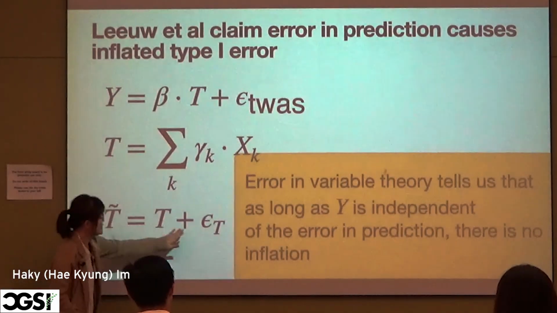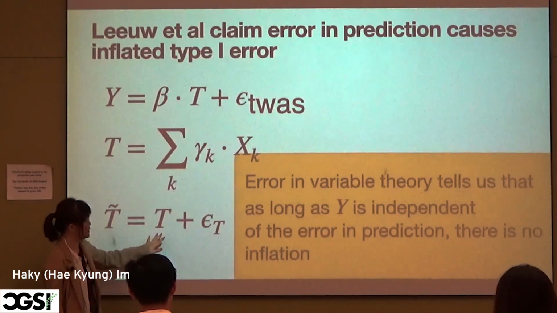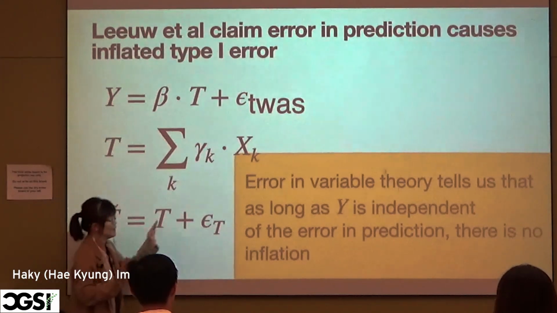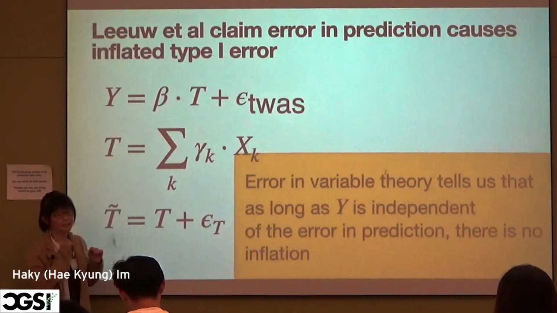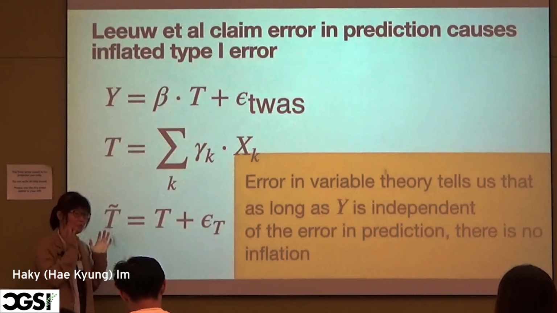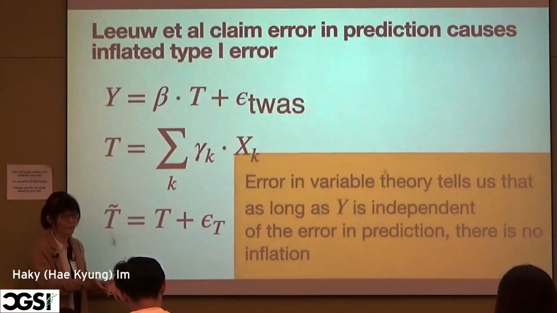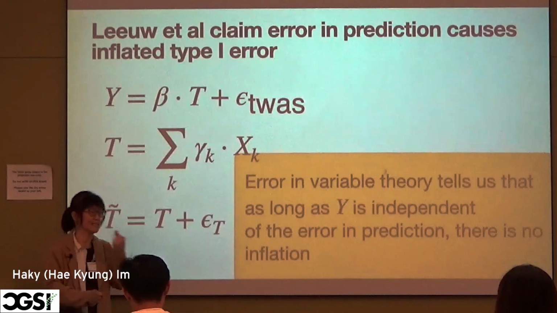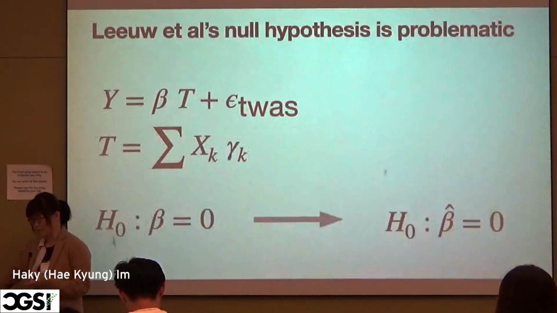But if this error is independent of the true gene expression level, there's a whole theory, a whole field of errors-in-variables, that tells you this does not cause inflation in type 1 error. Your p-values will be fine. The only thing is that if there is a true effect, you will have lower power. So it reduces the power, it doesn't increase the type 1 error. So what they are saying doesn't make a lot of sense.